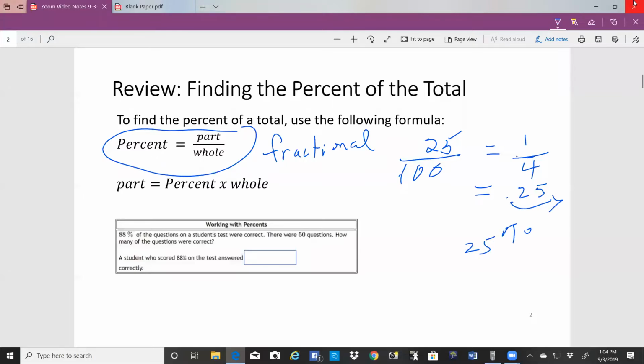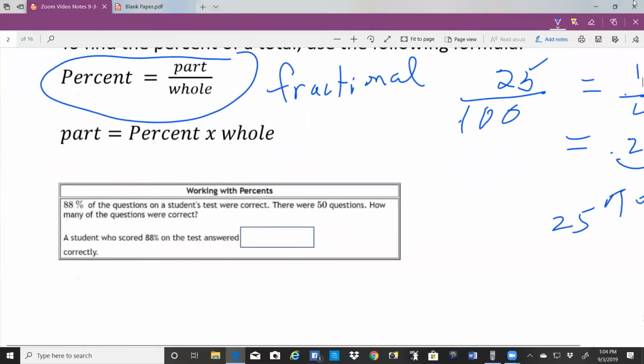Okay. Now, here's an example. 88% of the questions on a student's test were correct. There were 50 questions. How many were correct? That would just be 0.88, the decimal value of the 88%. You multiply times 50 and you get 44.